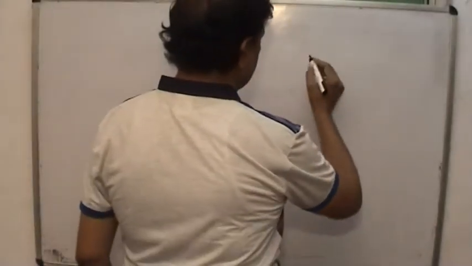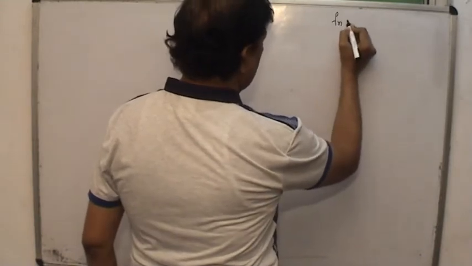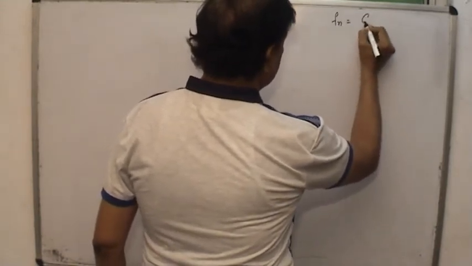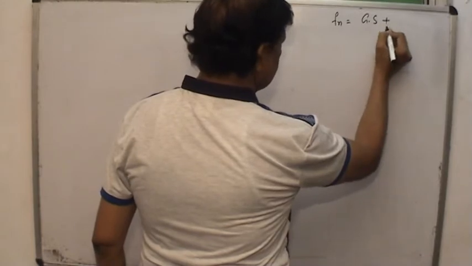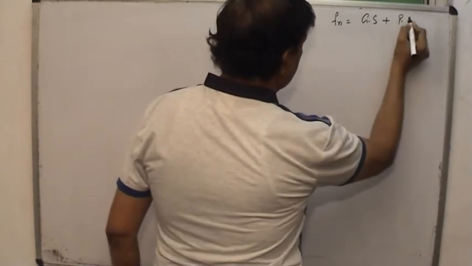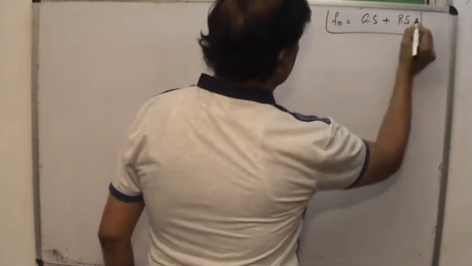For the non-homogeneous recurrence relations, we have to find the particular solution along with the general solution. Now in this case we say the final solution Fn is equal to GS, the general solution, plus PS, that is the particular solution.